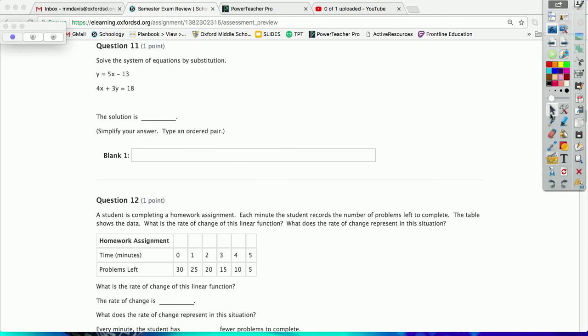Alright guys, so now I'm going to work numbers 11 through 20. Number 11 is a system as well. It says solve by substitution. I already have a y equals expression here, so I'm going to plug that 5x minus 13 in where y goes. So I'd have 4x plus 3 times whatever y was equals 18.